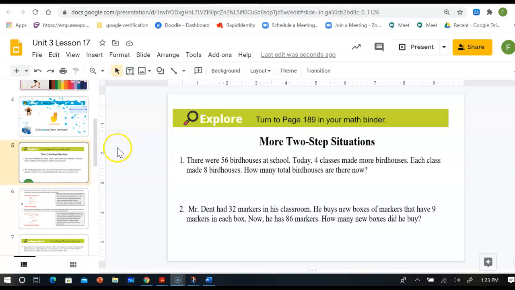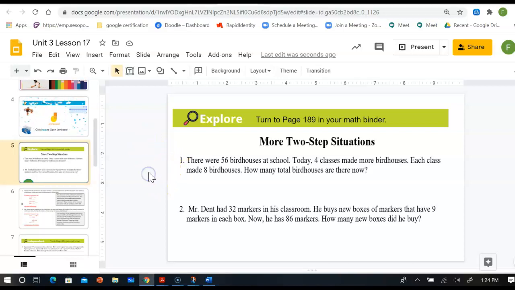Okay, guys, on page 189, there are 6 total problems on that page, and these are more two-step situations. What I want you to do is go through and work each one of those. Read them, do your cubes on them, and go ahead and complete each one of them in your math binder, page 189.